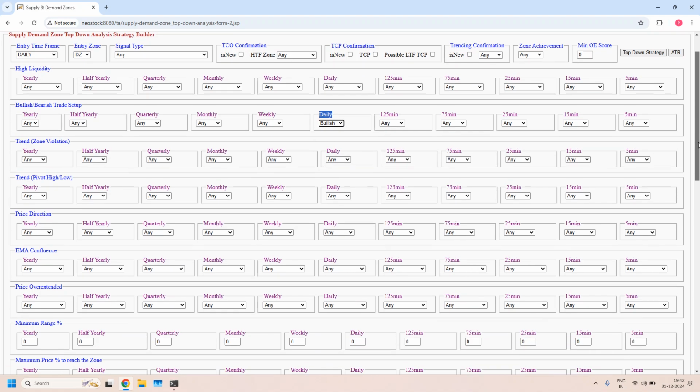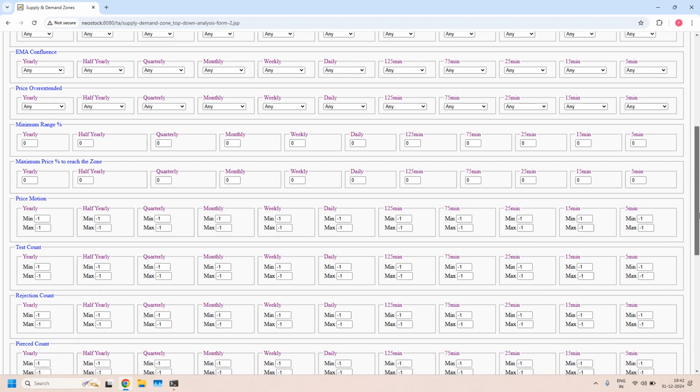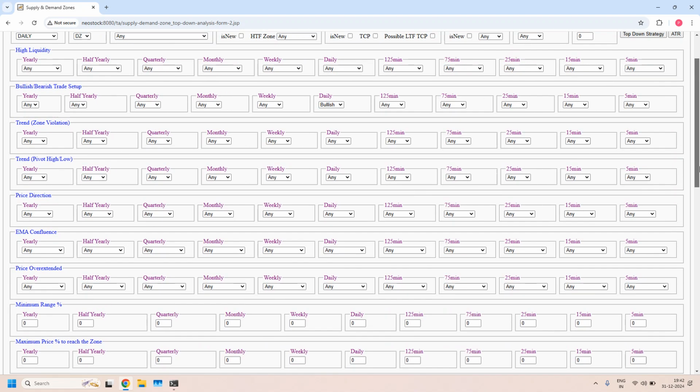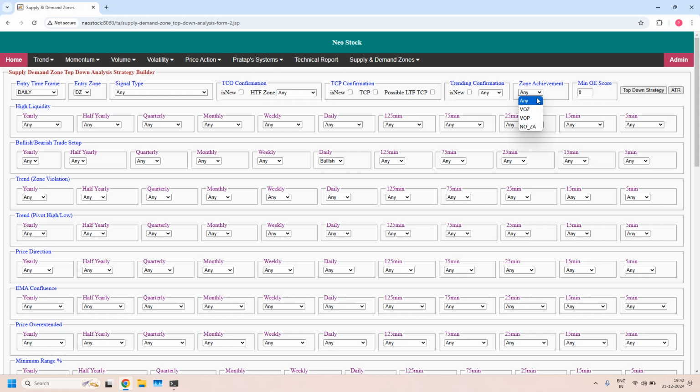These daily demand zones should not be pierced. That's why in the pierced count parameter at the daily entry time frame, I am selecting minimum value 0, maximum value 0. That means the pierced count is 0. Pierced count 0 means zone is not pierced. And zone achievement violated opposing zone. Minimum odd enhancer score 12. All 3 filters are applied to daily demand zone. Let's verify.